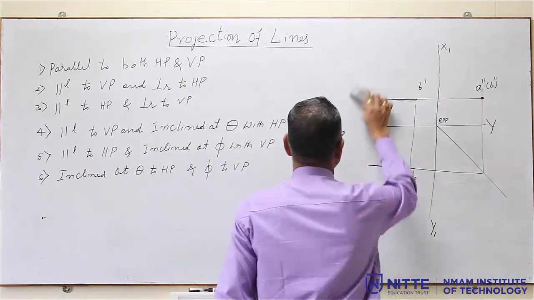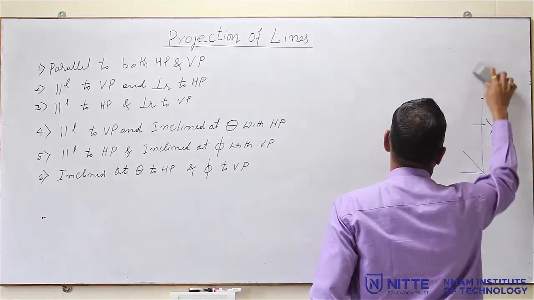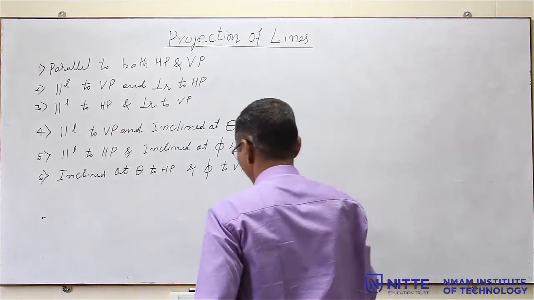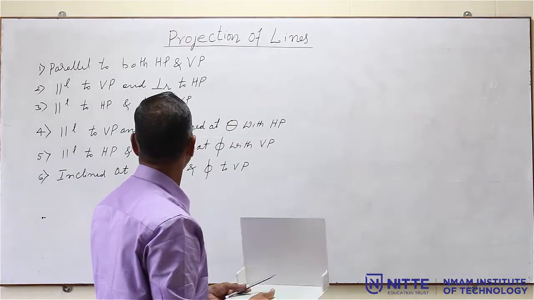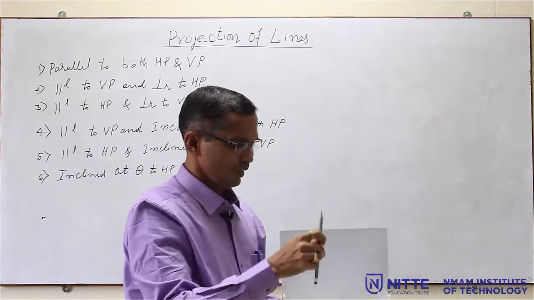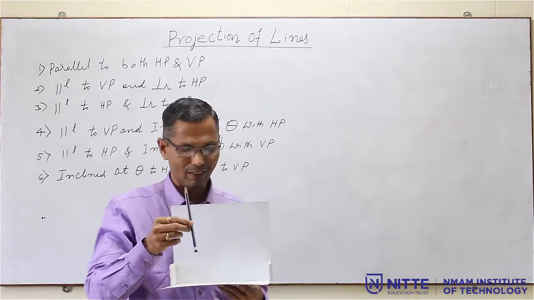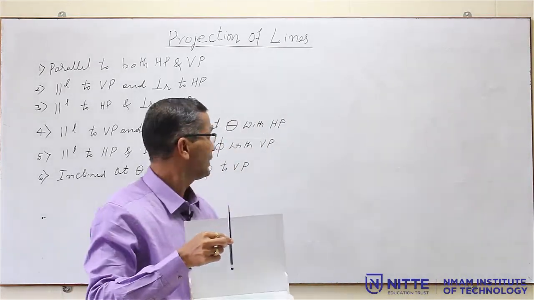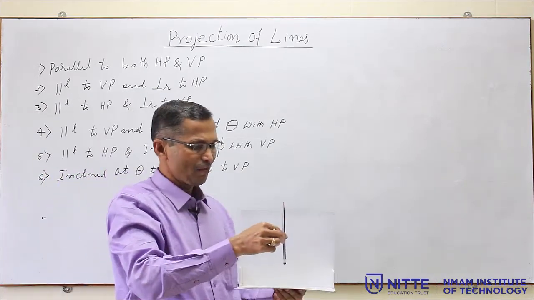Then the second case, parallel to VP and perpendicular to HP. Perpendicular to HP and parallel to VP. Now, once again you take your notebook and hold in this position and take a scale or pencil and hold it like this. This is the second condition, parallel to VP and perpendicular to HP.